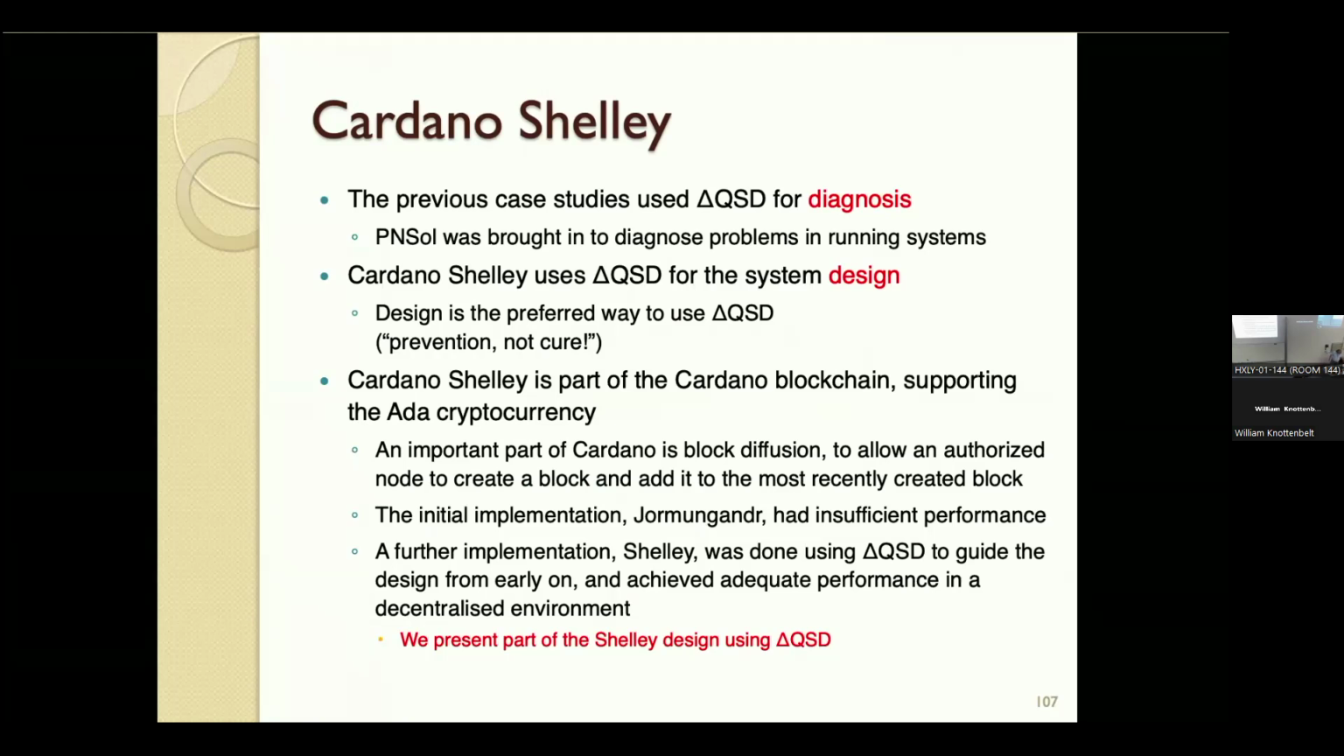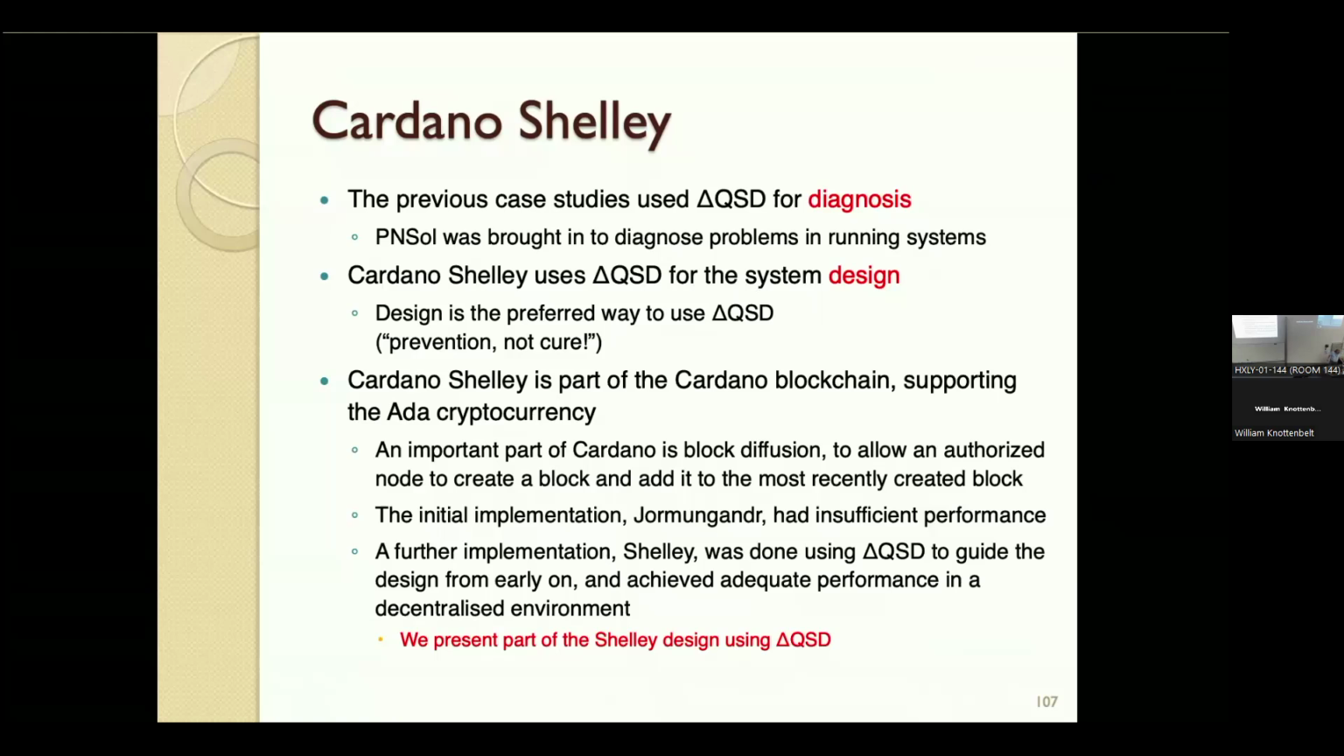So I'm going to show you an example of that, and this is the Cardano Shelley algorithm. This is part of the Cardano blockchain supporting the ADA cryptocurrency. This is not going to be about the whole blockchain. It's only a small part. A part of Cardano is called block diffusion, which allows an authorized node, from a set of nodes, to create a block and add it to the most recently created block.